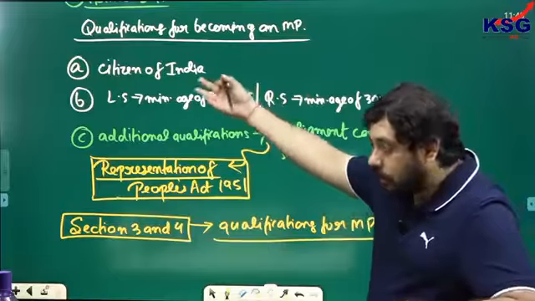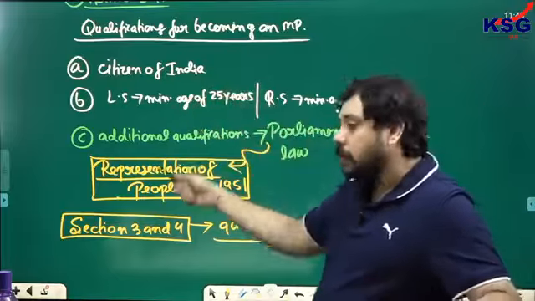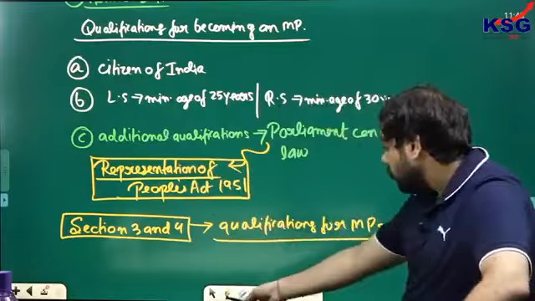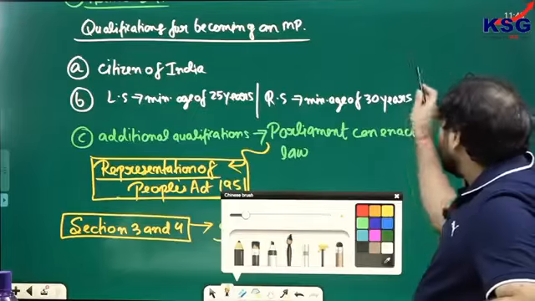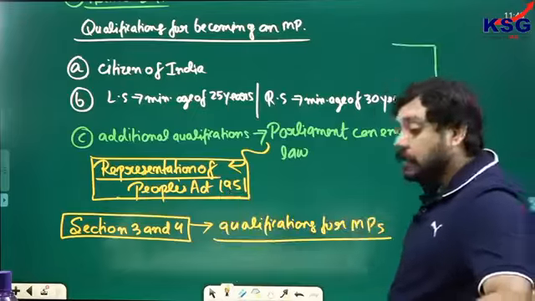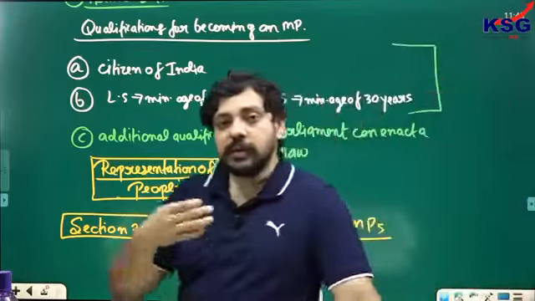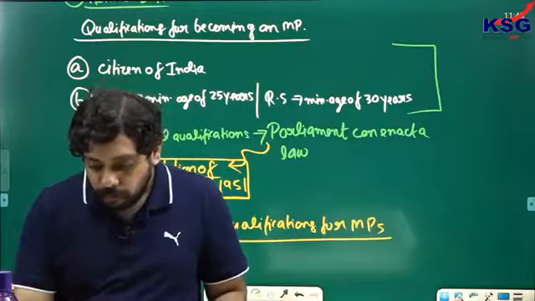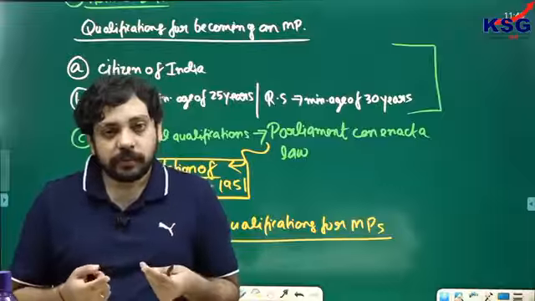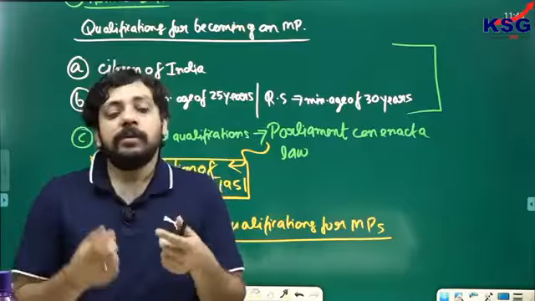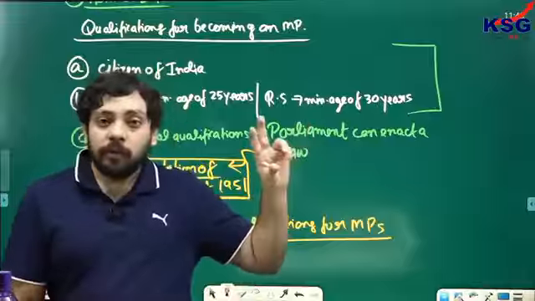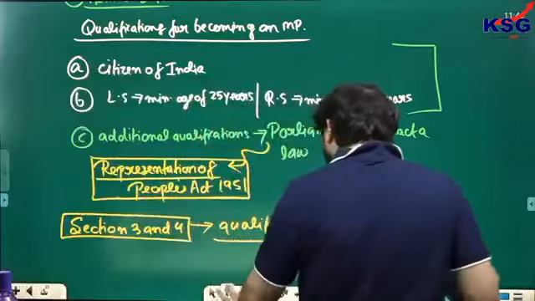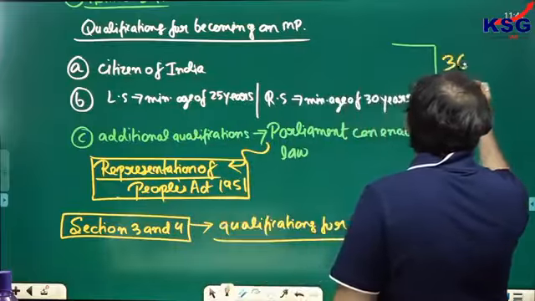And the two qualifications given in the Constitution are that he must be a citizen of India and he must have a minimum age of 25 years for the Lok Sabha and 30 years for the Rajya Sabha. By the way, if a question comes like this, how can these ages in the Constitution be amended? What I'm trying to ask is how is it possible that you can amend 25 to 45 and 30 to 55? It can only happen through a Constitution Amendment Act under Article 368.